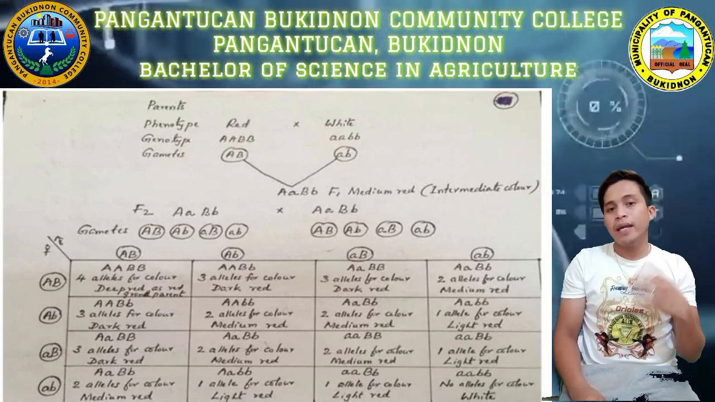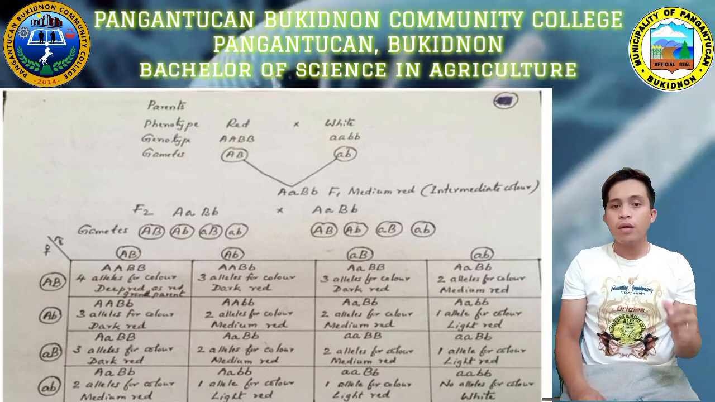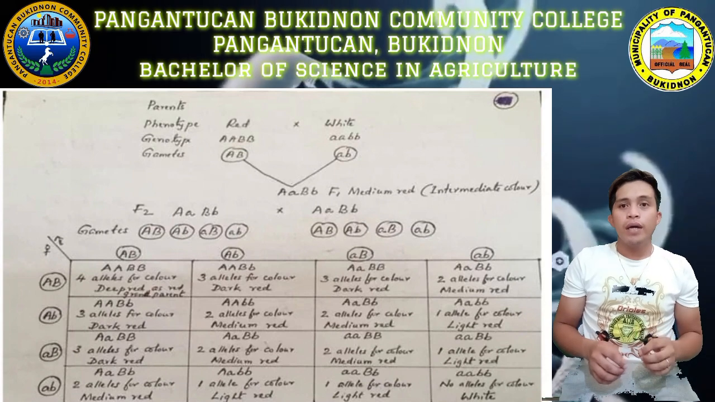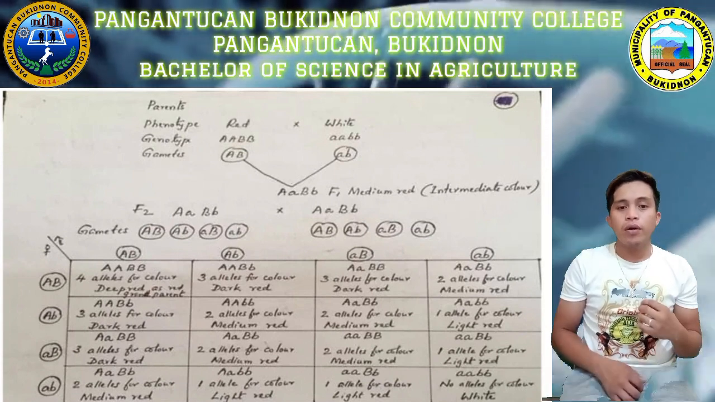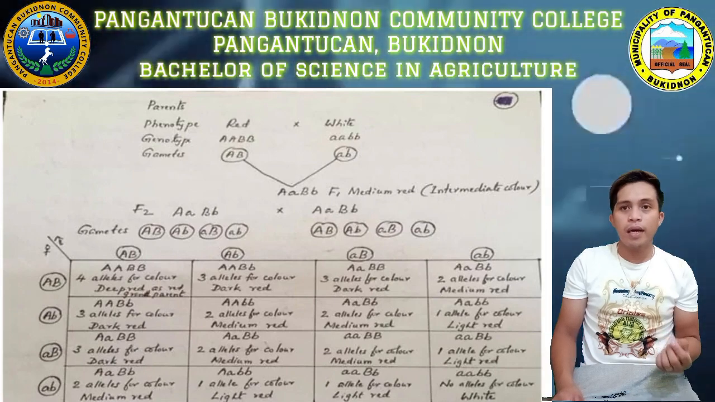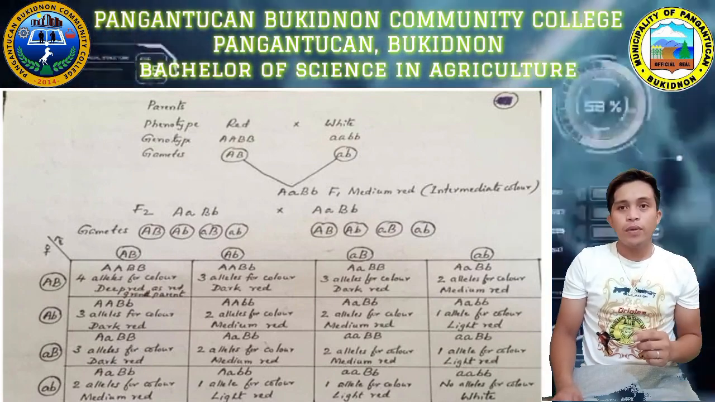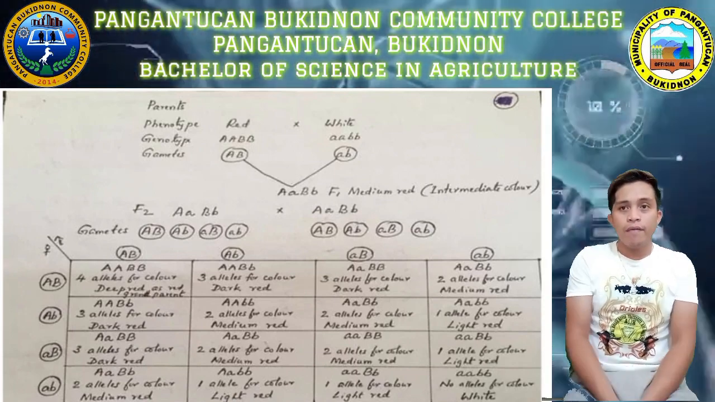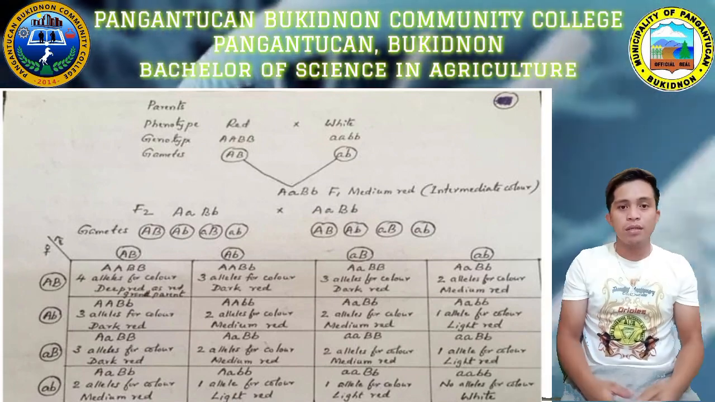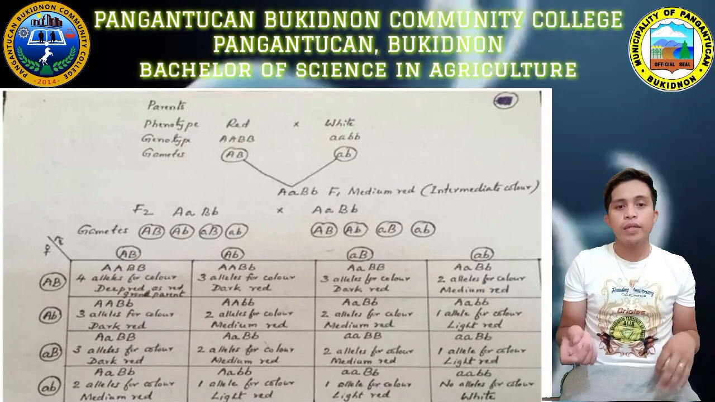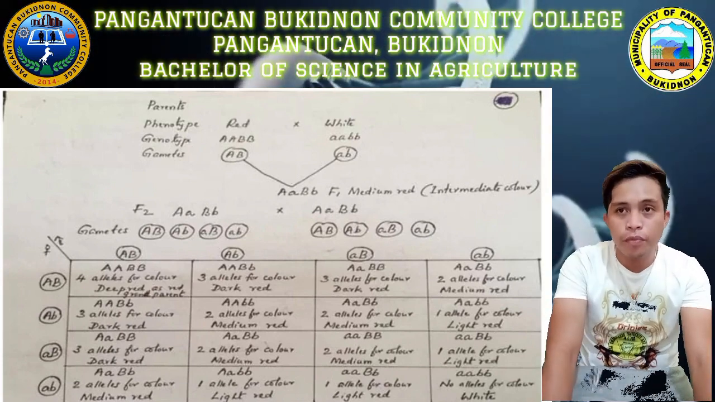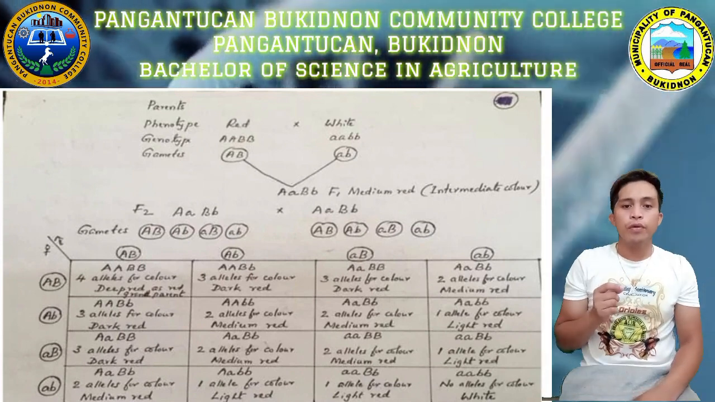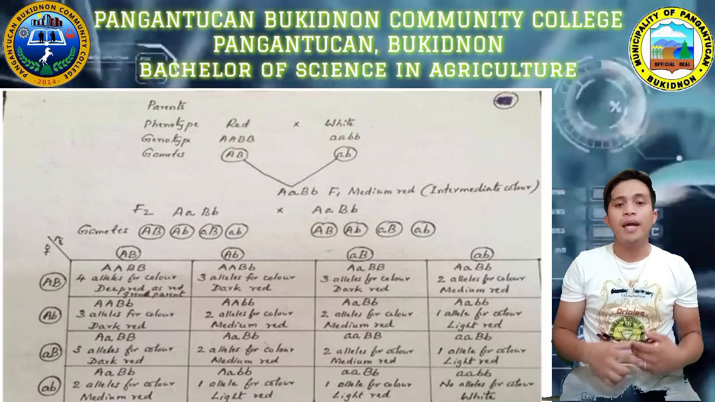In the second row, we have three contributing alleles, and the color is dark red. The second has two contributing alleles, and the color is medium red. The third is the same, with two contributing alleles and medium red. And the last has one contributing allele, and the color is light red.